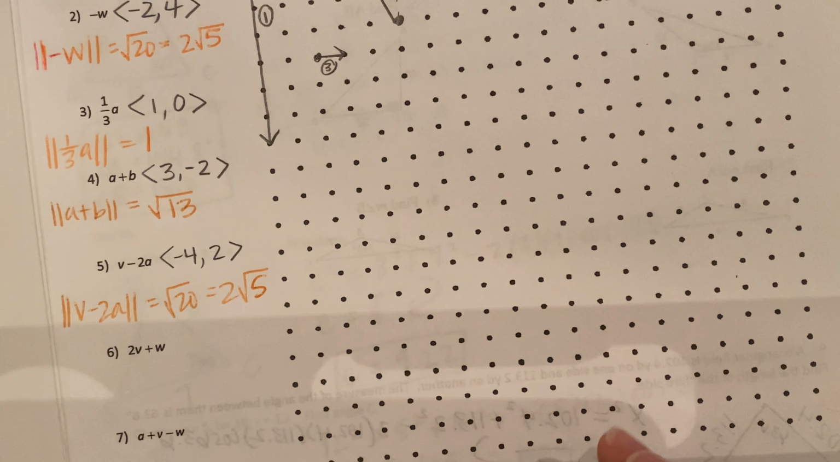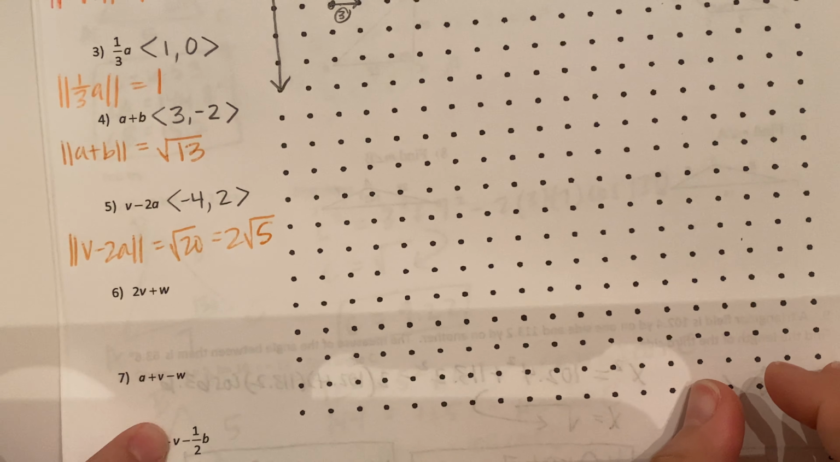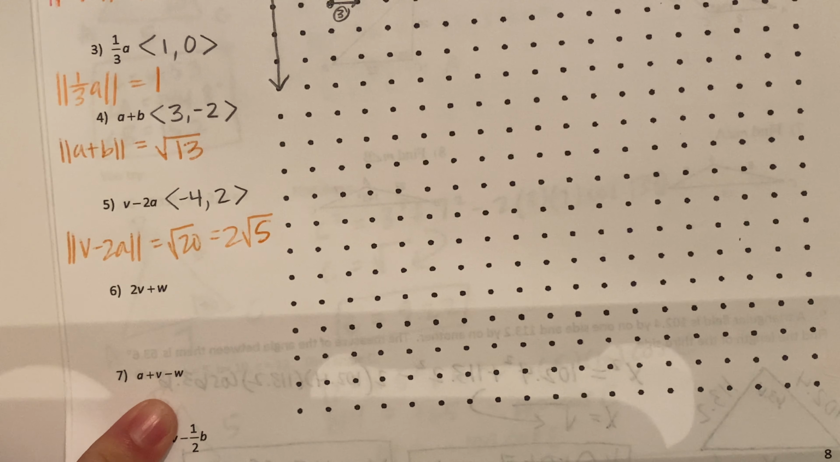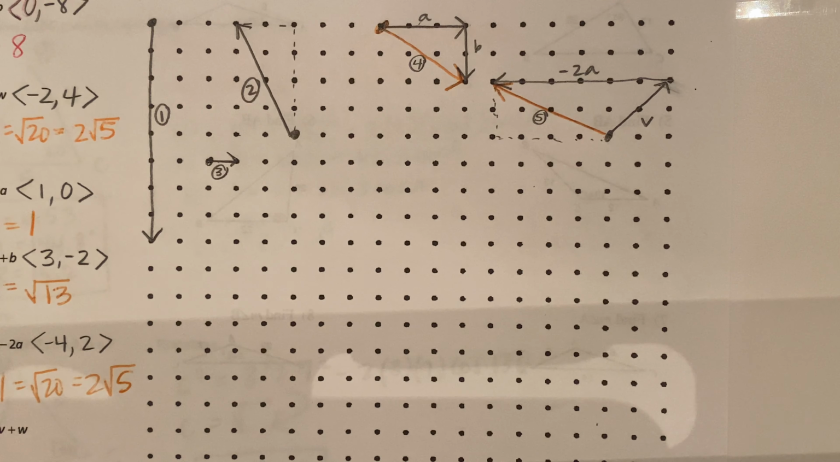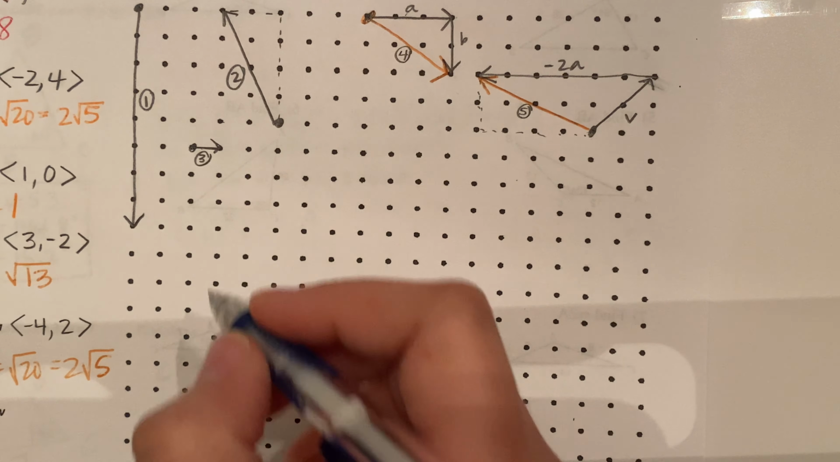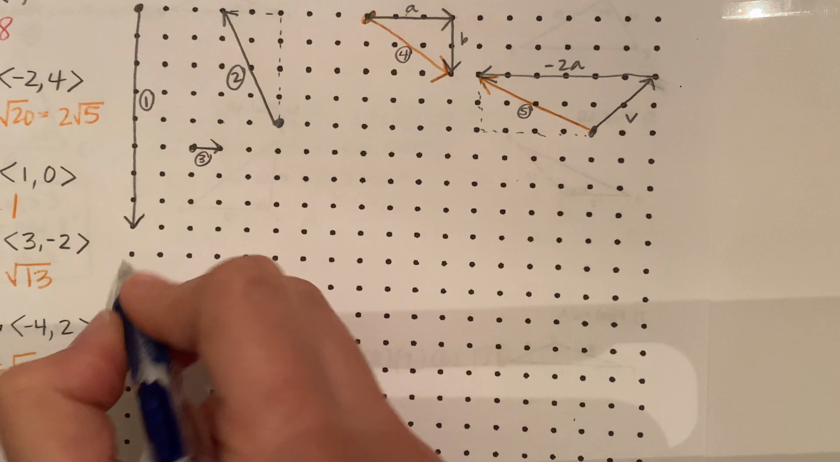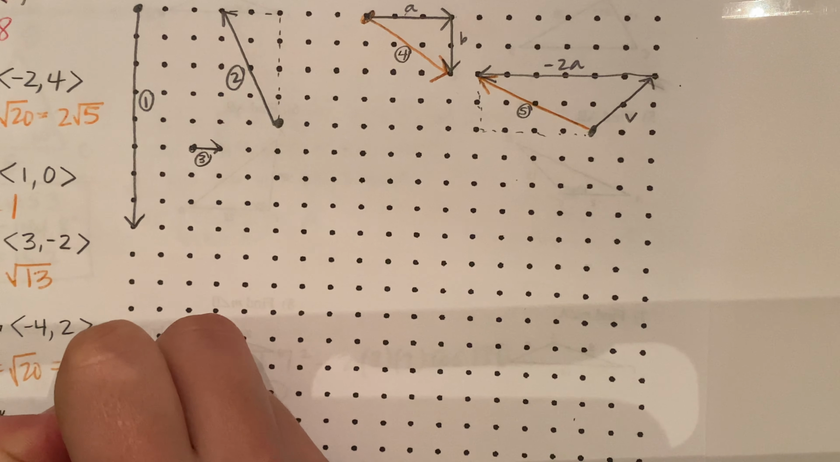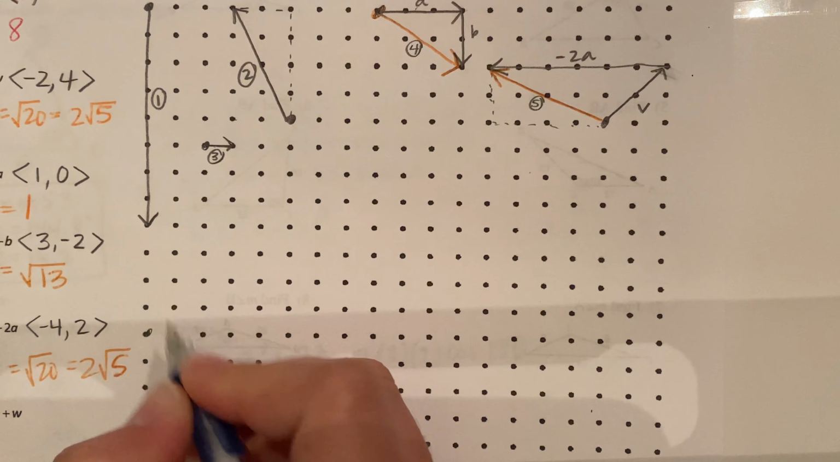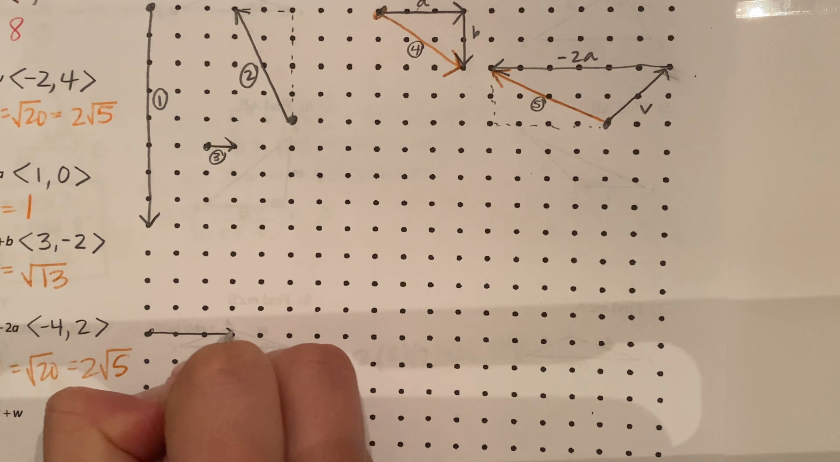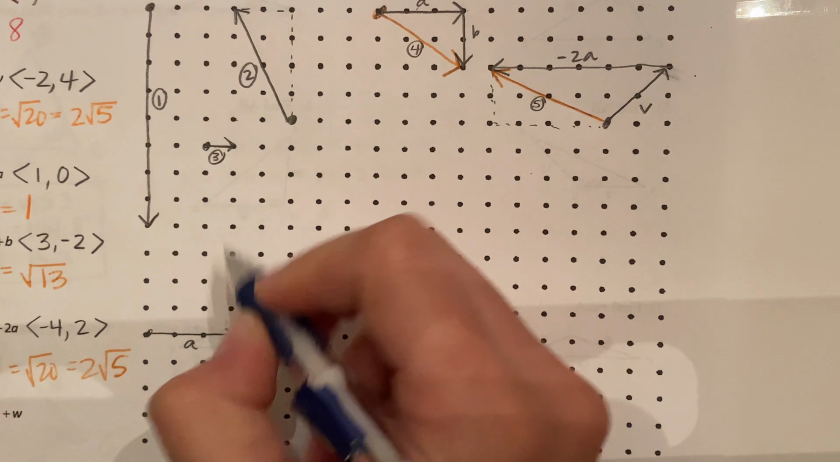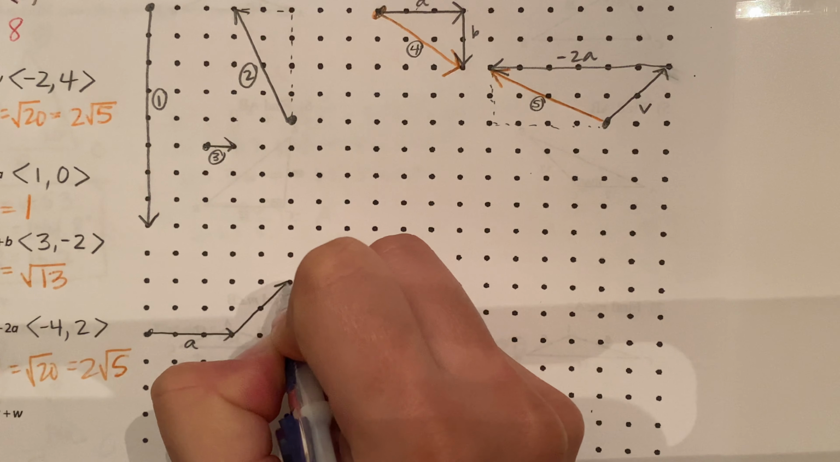Okay, I'll leave a few for you to practice, but let's look at, I'm going to do number 7 real quick. I'll do it when there's 3 of them. So A plus V minus W. So I'm going to start with A. Let's see. A is to the right 3. Plus V, so up 2, over 2.